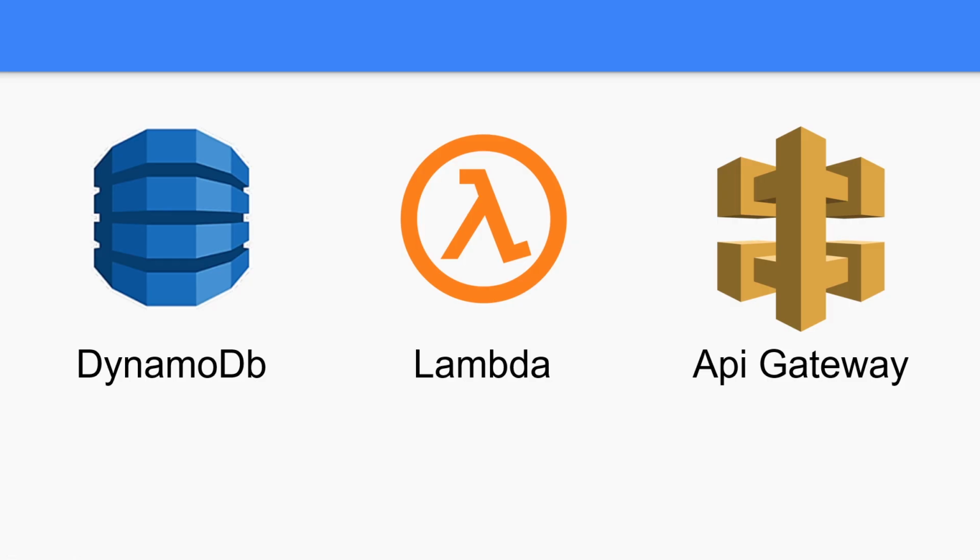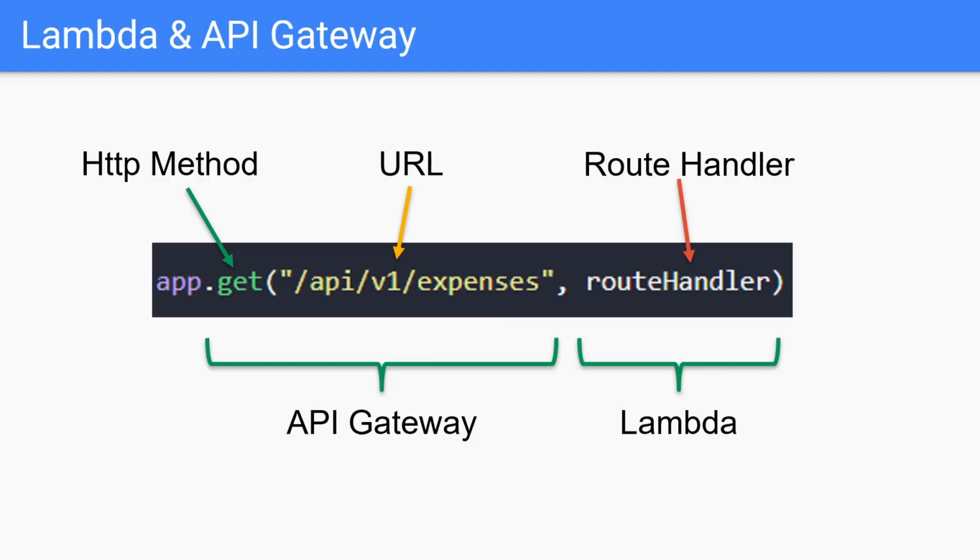In this app, we're going to make use of three AWS services. The first one is going to be DynamoDB. And so that's going to be our database, and that's going to be where we store all of our expenses. Then we have Lambda and API Gateway. And if you don't know what either of those do, I think the best way to explain it is to show you an example of what a typical route looks like in an Express application.